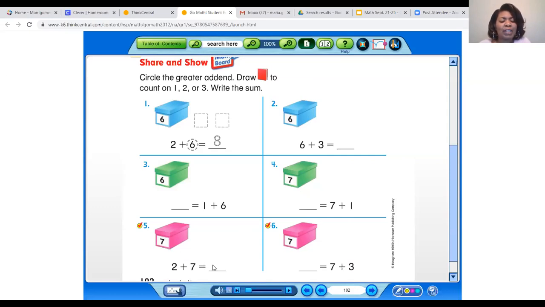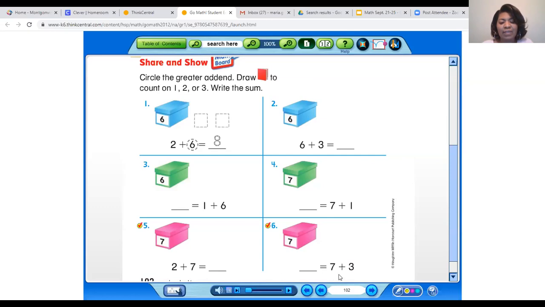2 plus 7 equals blank. What number is bigger, 2 or 7? 7, very good. So we're going to put 7 right here, and we're going to count on 2. 7 is here, 8, 9. So 2 plus 7 equals 9. Now let's look at number 6.